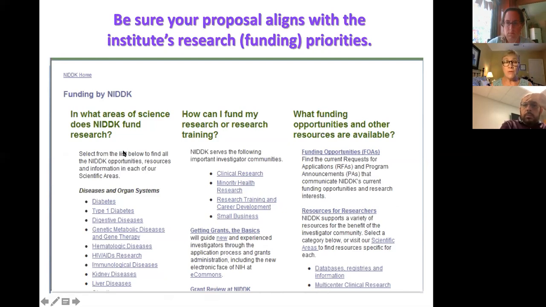Then if you know kind of which institute you might be applying to, make sure that you look at what their funding priorities are. The institutes at NIH are required every 5 years to put forth a plan, a set of research goals that they plan to achieve. And so making sure that what you're doing matches as closely as possible what they say they want to fund is going to increase your chances of getting funded.